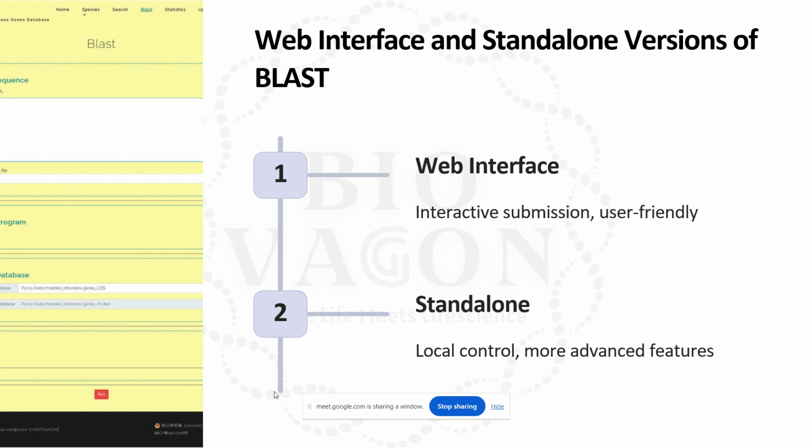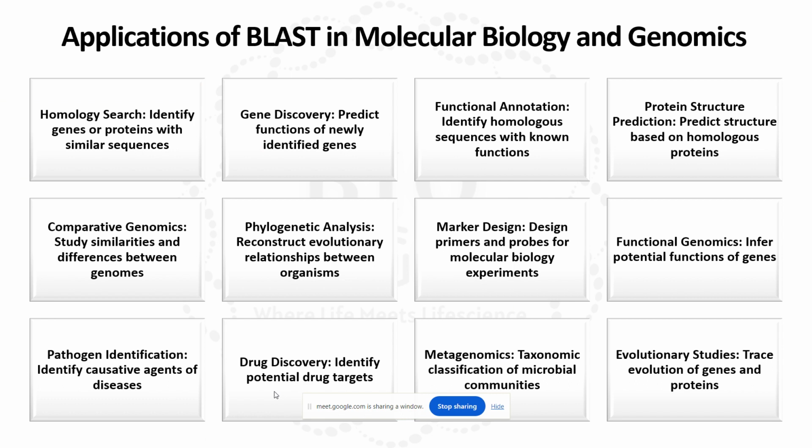And BLAST also has two versions: the web version, which we will be using online, and a standalone version, which is like software. You can install it using Ubuntu or Linux on your system, and it doesn't require any coding, but you have to know the basic Linux commands. And we can come to the applications at the end of the session.